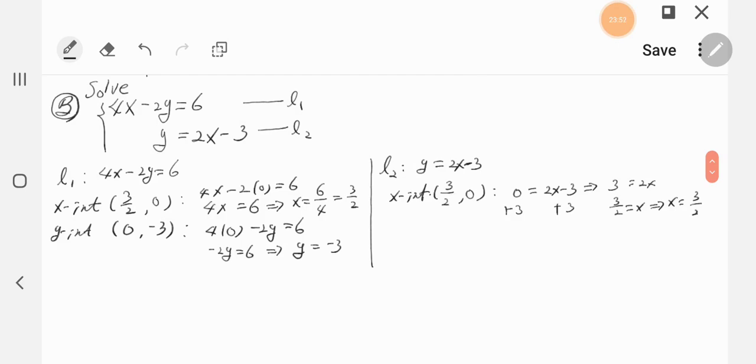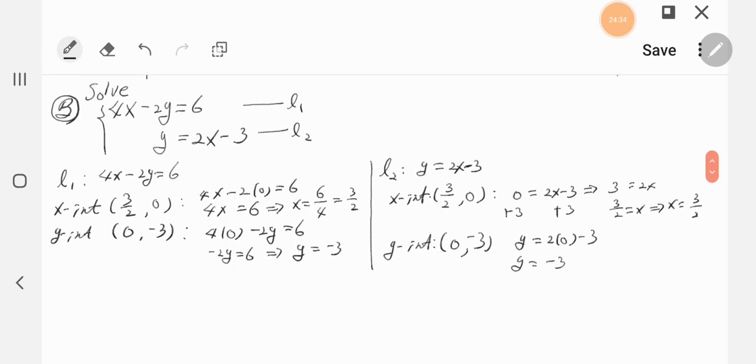Look at this. The x-intercept of line 2 is the same as the x-intercept of line 1. It looks like these two lines are identical, right? So for line 2, let's find out the y-intercept. Set the x value equal to 0. Then y is equal to 2 times 0 minus 3. So y is equal to negative 3. Look at this. The x-intercept and y-intercept of both lines are exactly the same.